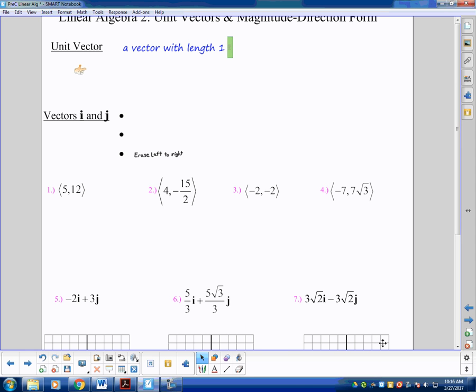Okay, so as I said before, a unit vector is a vector with length of 1.